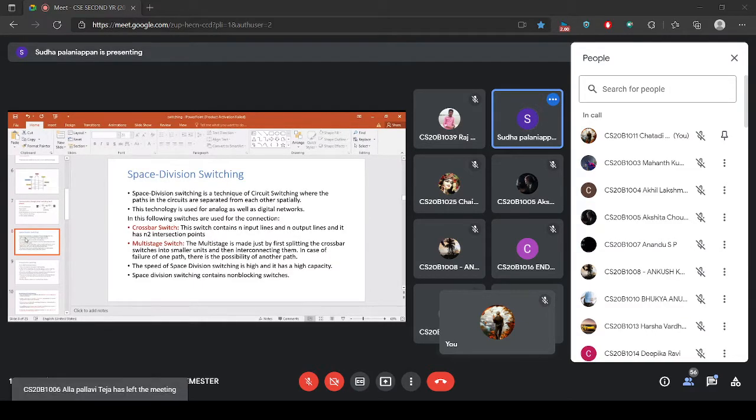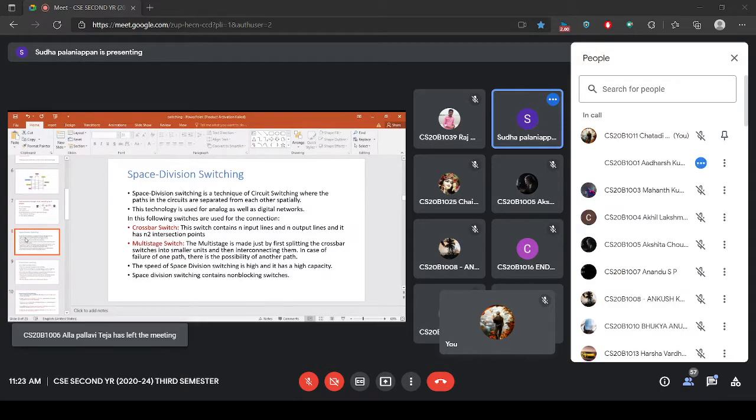In the crossbar, you can think of it like a matrix, split into rows and columns, and at each row and column there will be a switch. So it is given as n input lines and n output lines, like a square, like a tabular column. How to represent this? Wait.